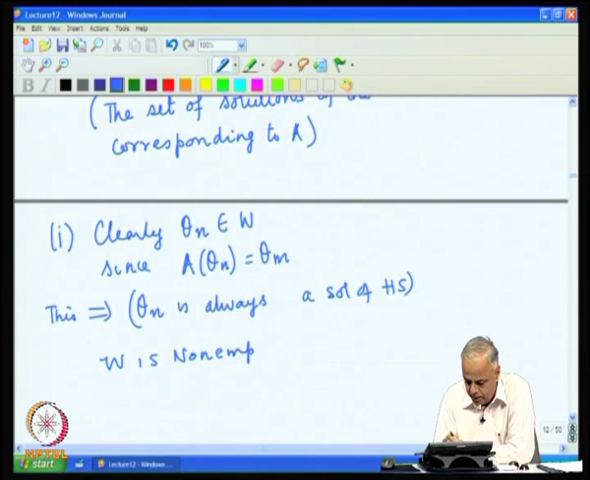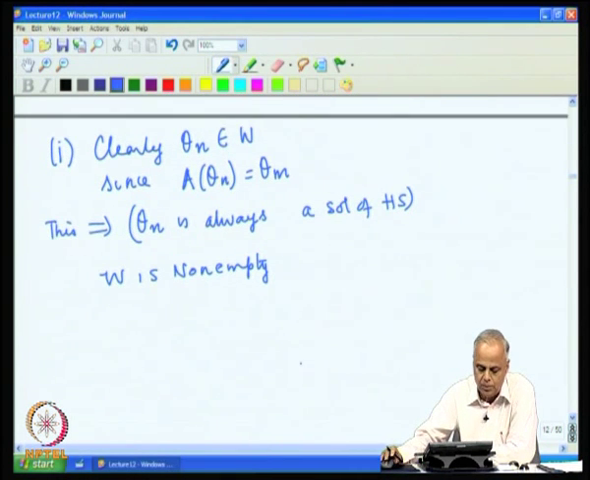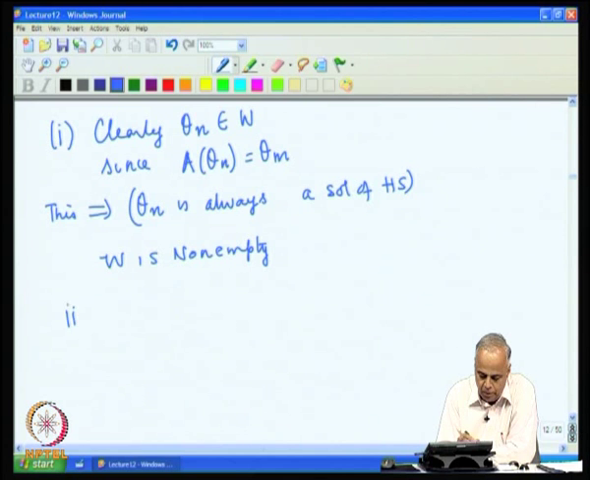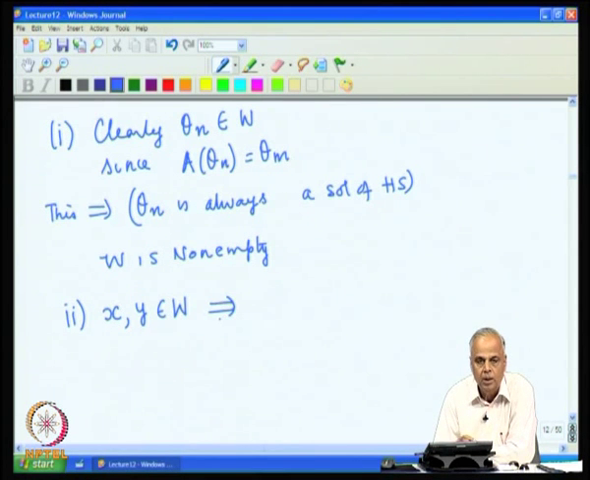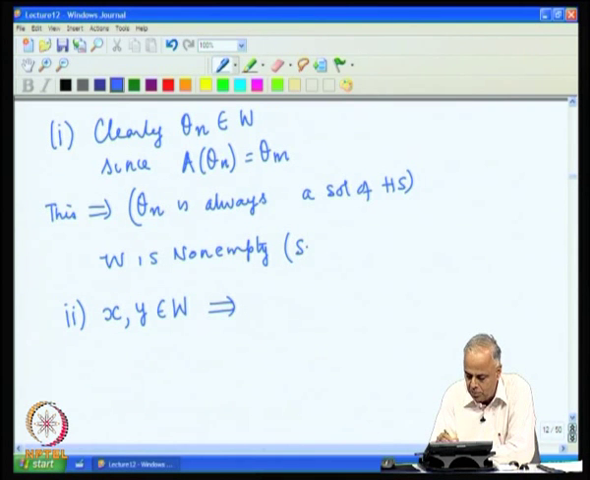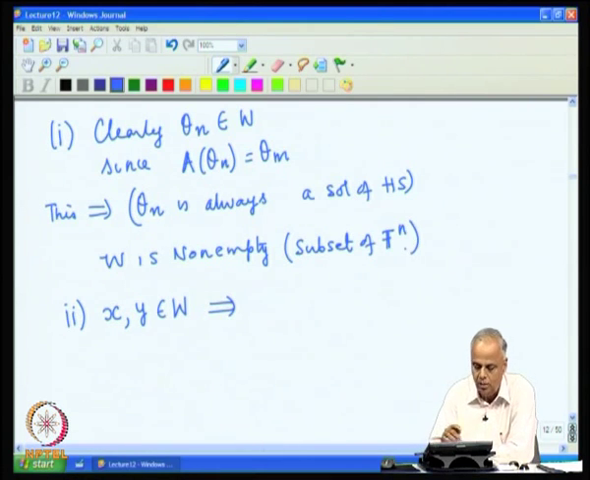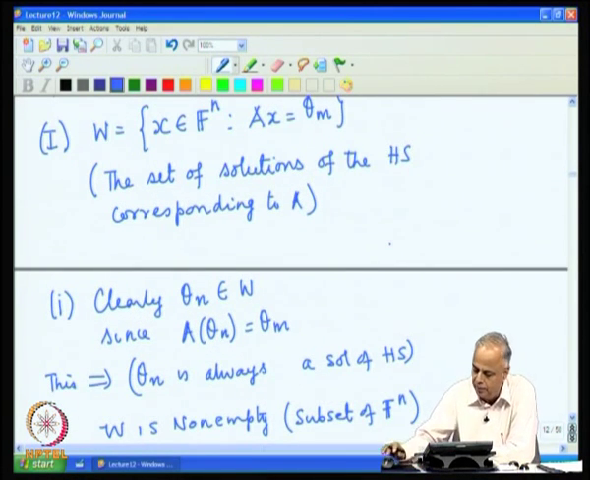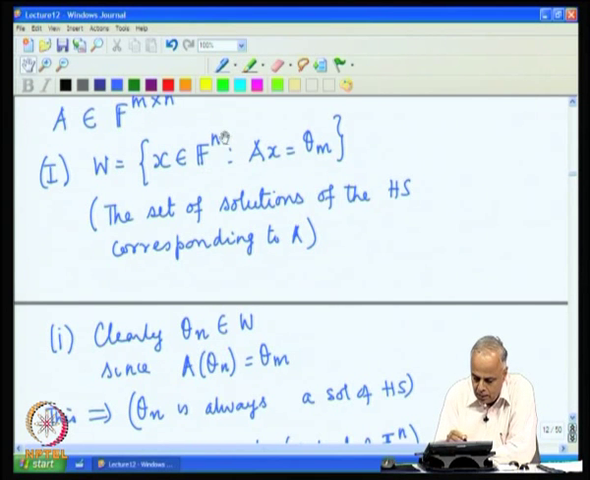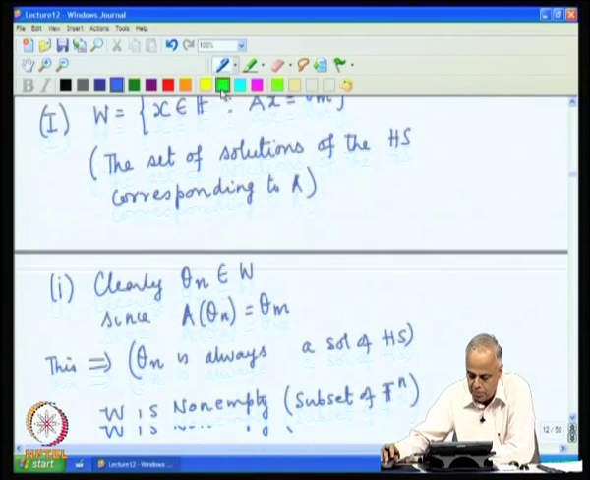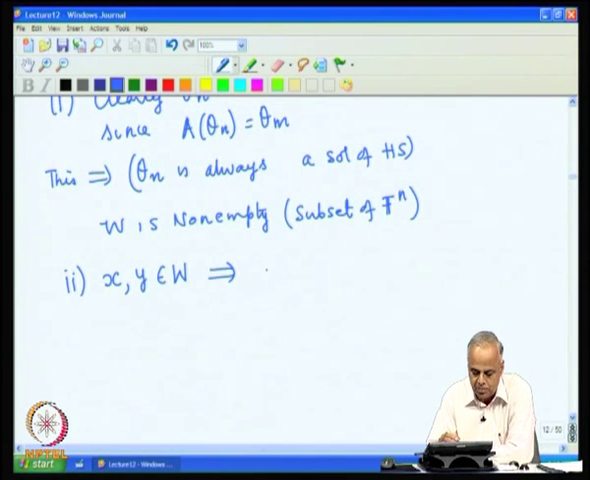So, that is non-empty, and if it has to be a subspace, it has to be closed under addition and scalar multiplication. So, let us look at x and y in W. Actually, we must say W is a non-empty subset of F n, because in the definition of W, we are considering some vectors in F n which have this additional property. So, W is a non-empty subset of F n.